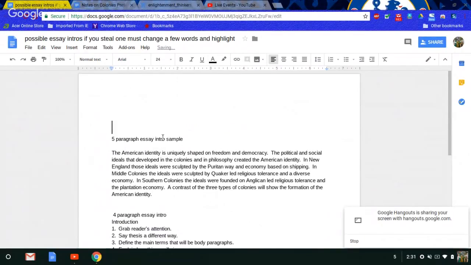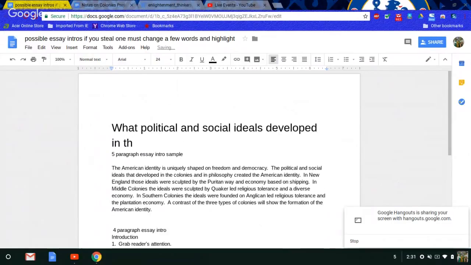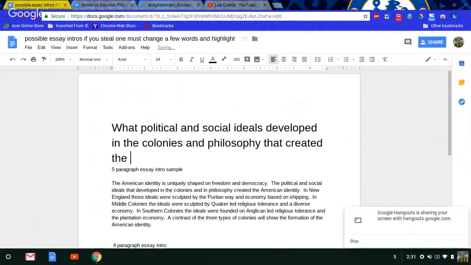And the idea, the essay is: what political and social ideals developed in the colonies and in philosophy that created the American identity.